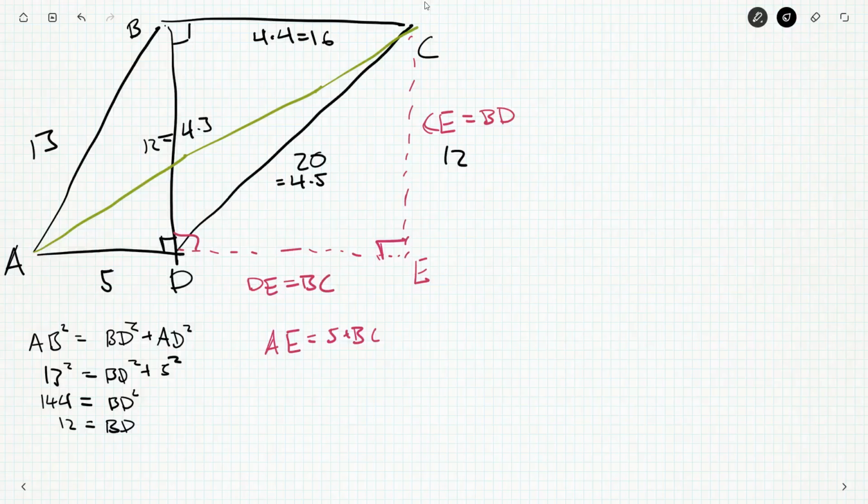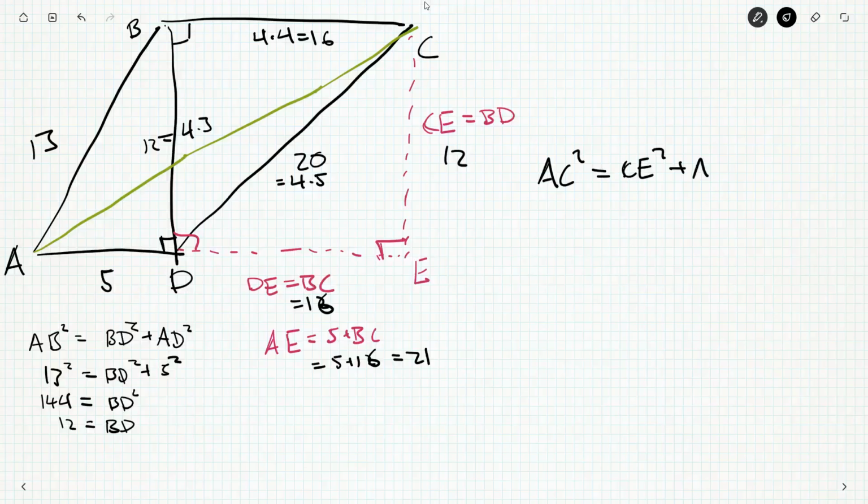16. Okay, well that means DE is 16, and that means AE is 5 plus 16. I almost made a terrible calculation there. 21. Now AC squared is CE squared plus AE squared. You know, this is sort of by Pythagoras. So this whole question is really just Pythagoras, the Pythagorean theorem.